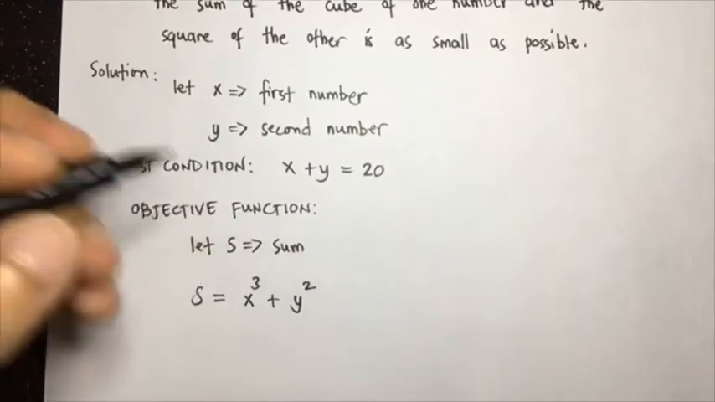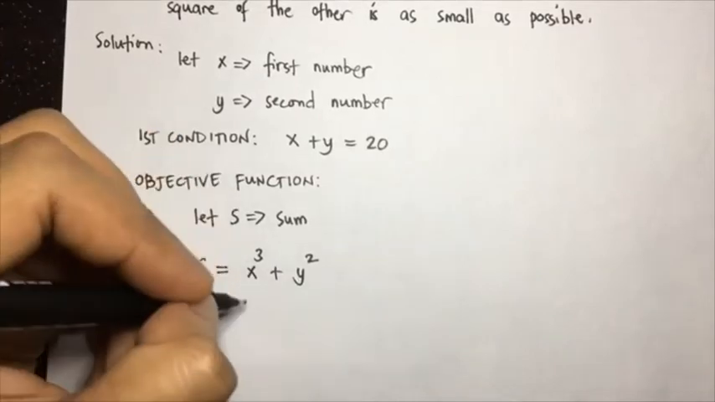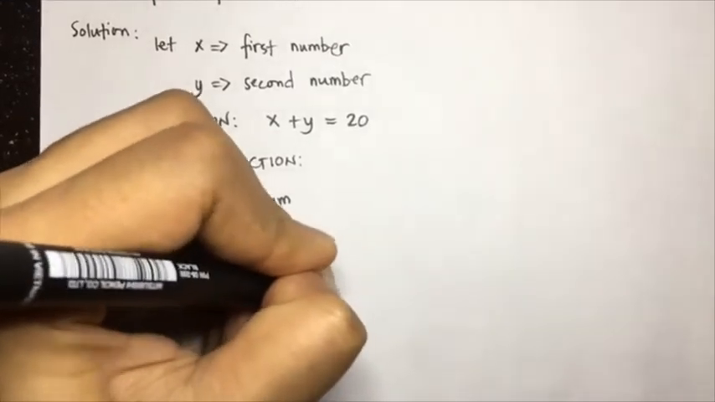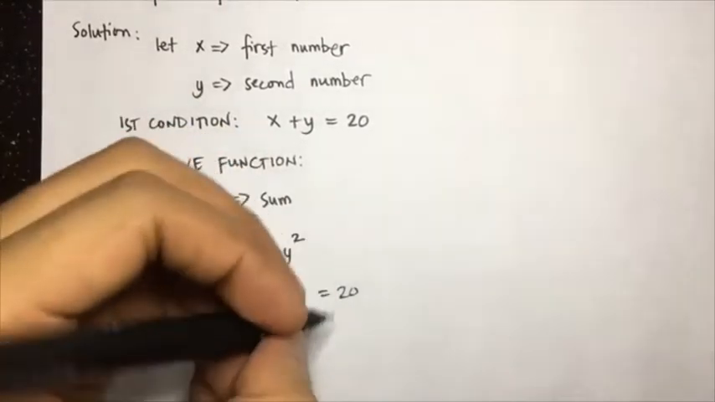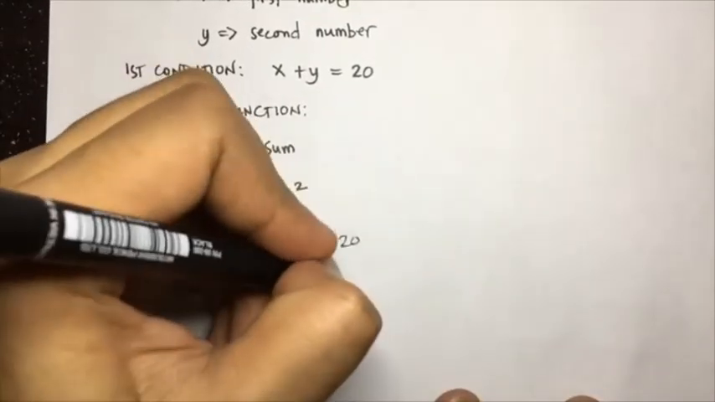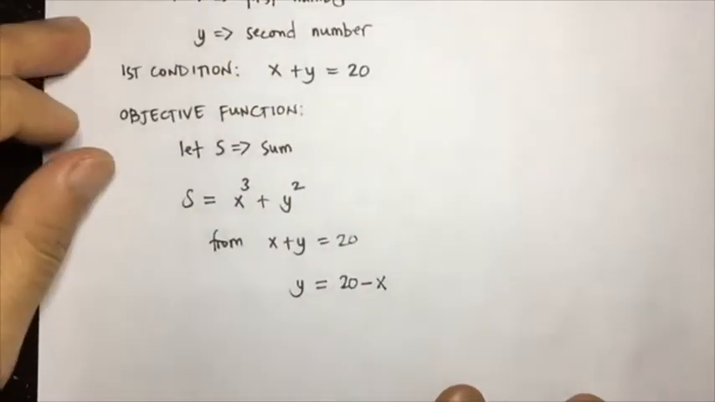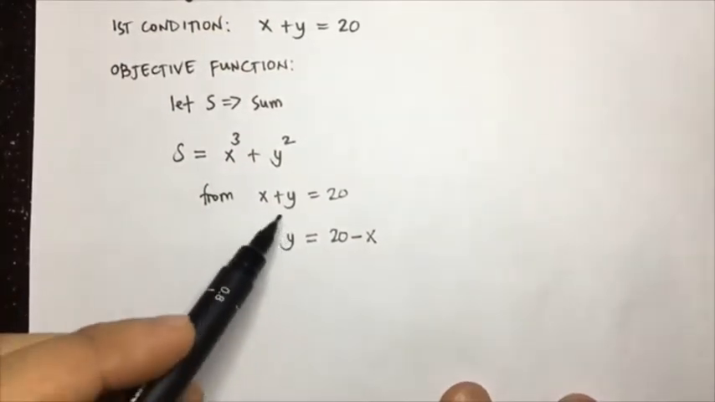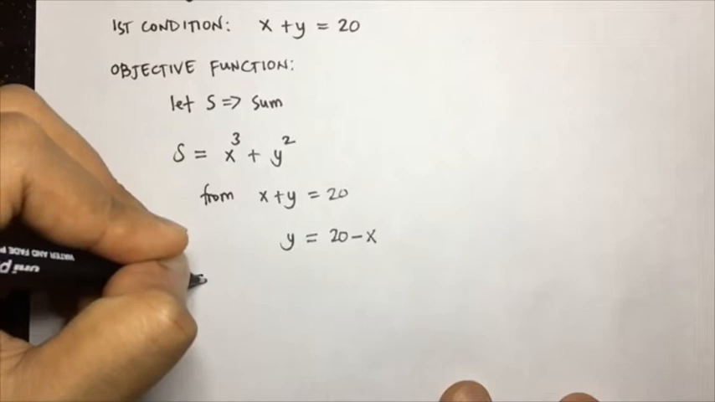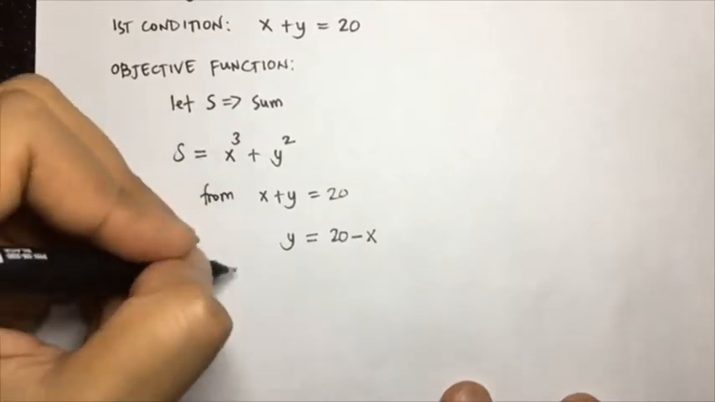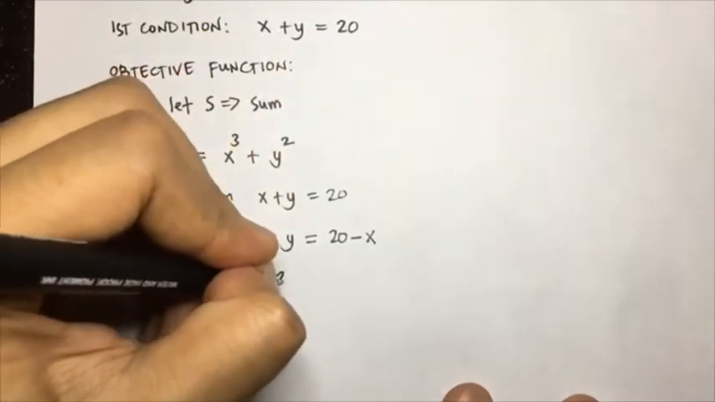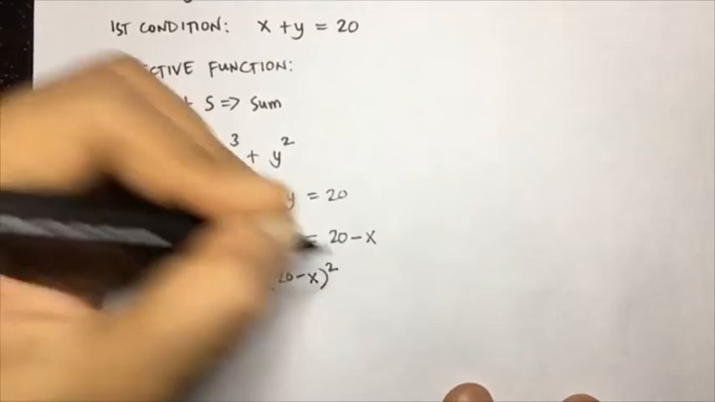So from x plus y is equal to 20, transposing x, we will have y is equal to 20 minus x. Substituting that in here, therefore we will have s is equal to x cubed plus, replacing y with 20 minus x, 20 minus x and then squared.